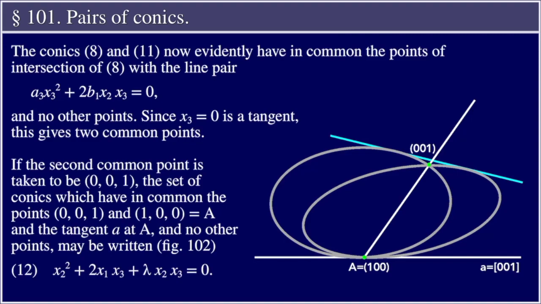If the second common point is taken to be 0, 0, 1, the set of conics which have in common the points 0, 0, 1 and 1, 0, 0, and the tangent at 1, 0, 0 and no other points may be written, figure 102, equation 12, x2 squared plus 2 x1 x3 plus lambda x2 x3 equals 0.